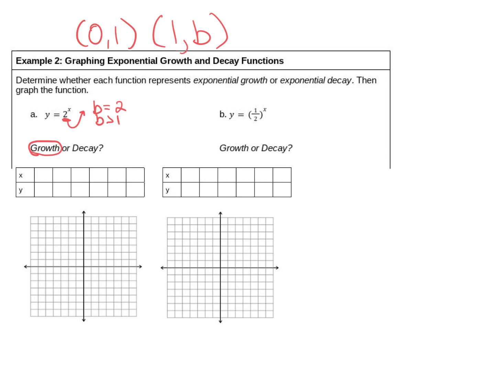This one, b is 1/2. And that is between 1 and 0. So this would be a decay function. Growth functions rise from left to right. So we can kind of keep that in mind.